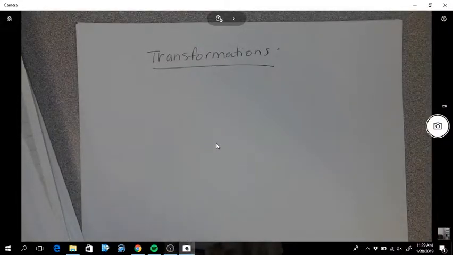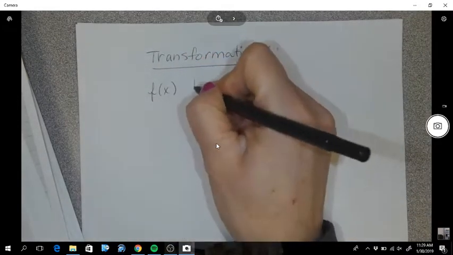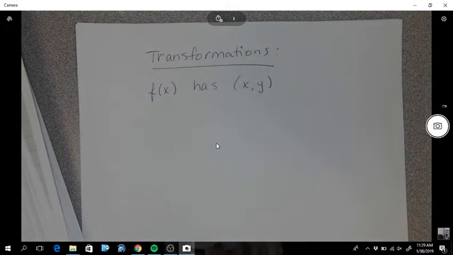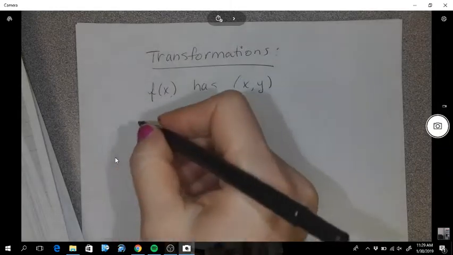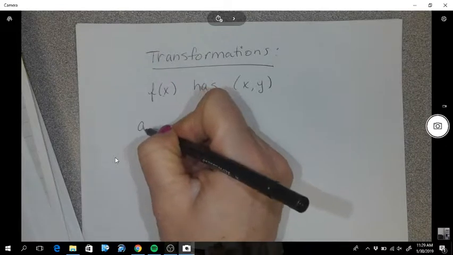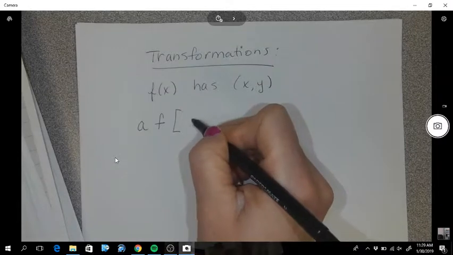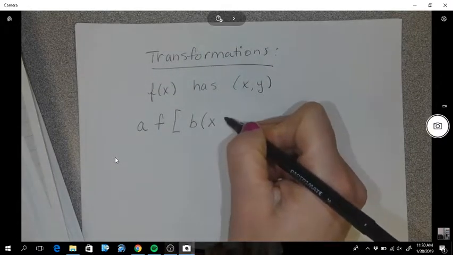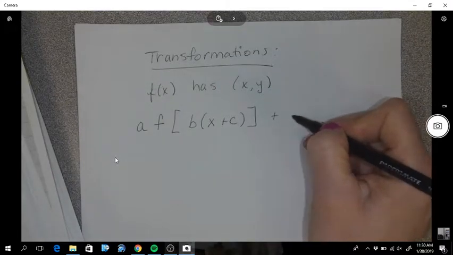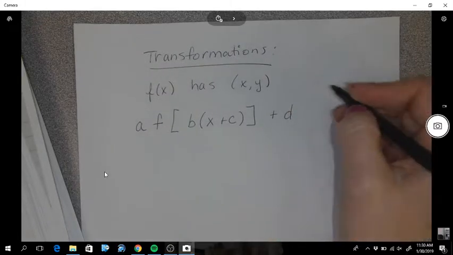Okay, we're going to talk about transformations. So let's say that we have f of x and it has the point x comma y. We could do several transformations on f of x. So let's say we could do these things. We could have an a as a coefficient. We could have a b inside, a c with the x as a plus or minus, and we could have a d as a transformation.